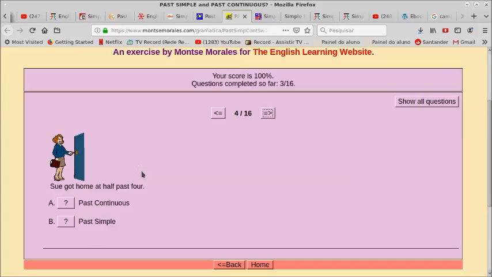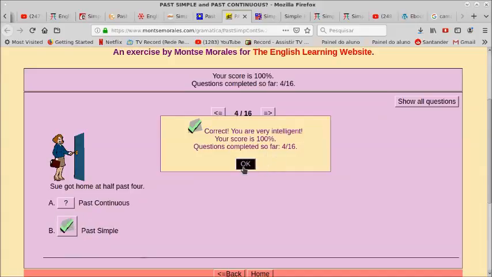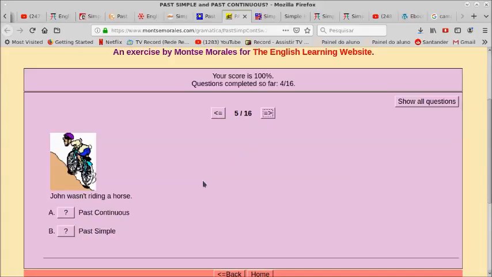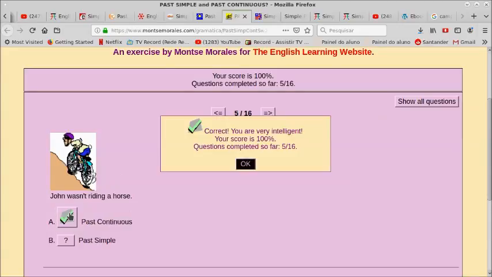Next one. Sue got home at 4:30. A Sue voltou para casa às 4:30. É uma ação acabada. So it's simple past. It's simple. Okay? Next. John wasn't riding a horse. John não estava andando a cavalo. É uma ação contínua. Então é past continuous. Okay?